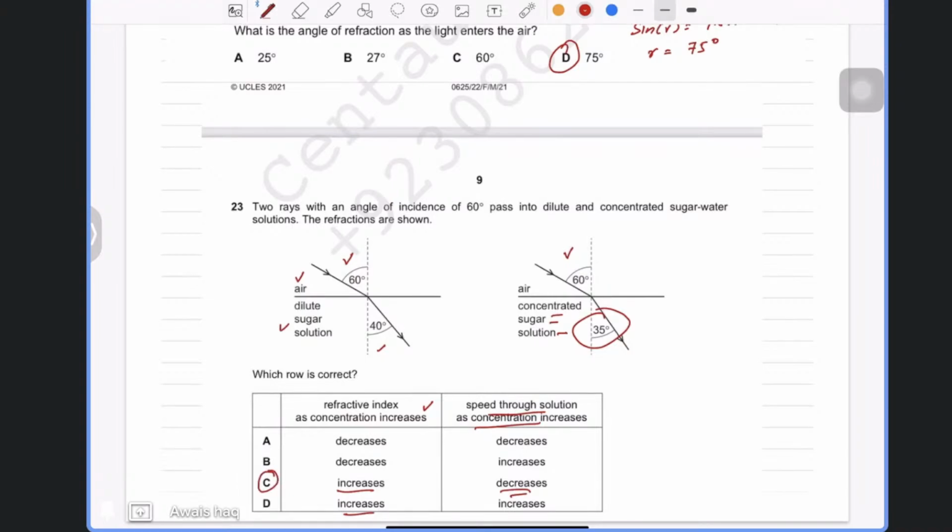Zainab, Smiley, and Caroline. Sir, why is it C? Because as the density increases, obviously the refractive index is going to be higher, and the higher the density, the lesser the speed is going to be, because in a more dense medium it will be slower. Do you understand?